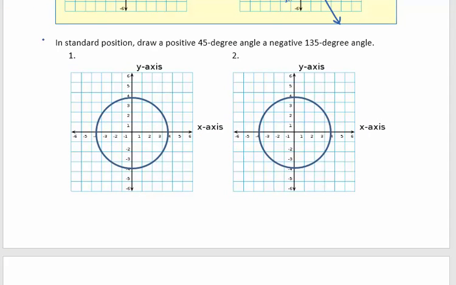All right, so now I've got a couple questions for you here. In standard position, draw a positive 45-degree angle and a negative 135-degree angle. So go ahead and pause your video player now and answer these two questions. When you get done, hit play to see how you did.